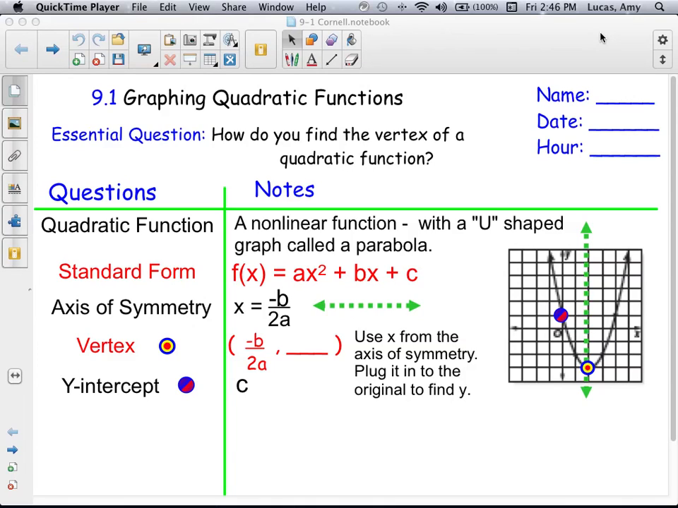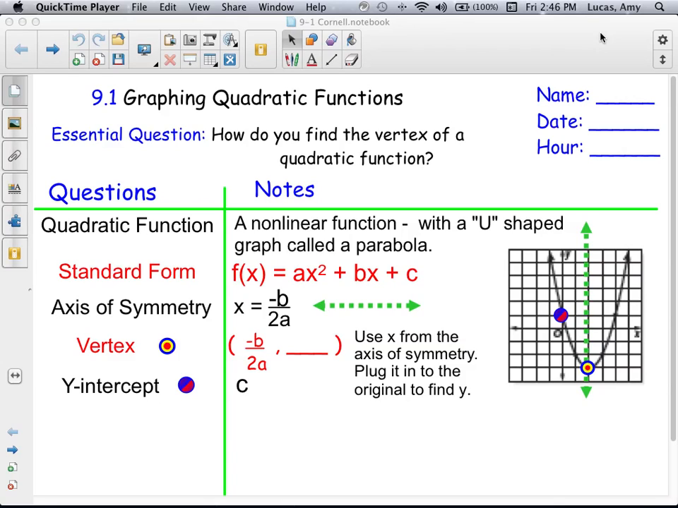The first one is a quadratic function. That is a nonlinear function, so it's not a straight line. It actually has a U shape to it, and the graph is called a parabola. Standard form is our next vocab word, and this is standard form for a quadratic equation.